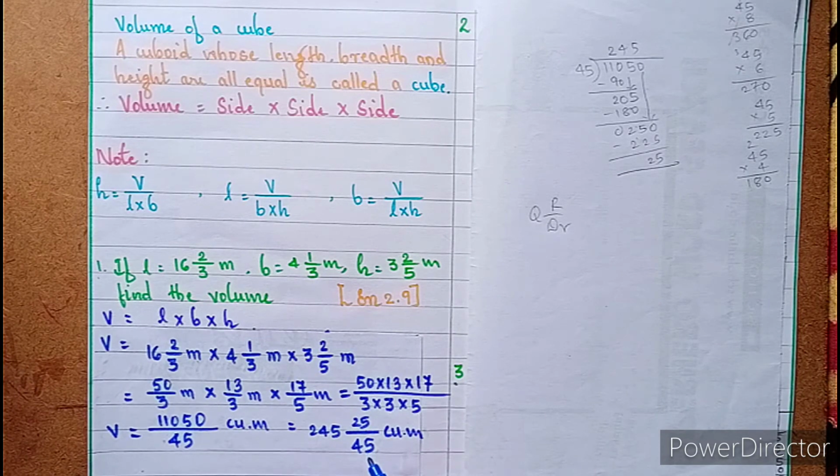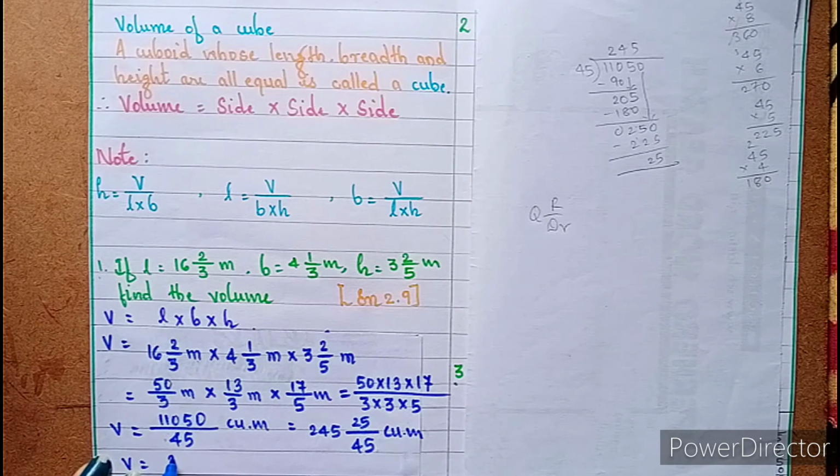Further, you can even divide 25 and 45. Both are divisible by 5. 5 9s are 45, 5 5s are 25. Therefore, volume equals 245, 5 5s are 25 and 5 9s are 45, cubic meter. So volume is 245 5/9 cubic meter.